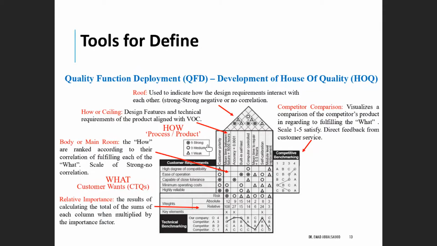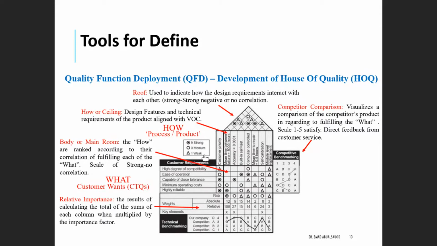And what does that mean? It means, if this technical requirement here, for example, let's say built-in self-test, you go up and you see the triangle here intersect with this column. So you start going down here on this side. That means the built-in self-test and the computer-controlled, those technical requirements have a weak relation. So the relation between them is weak.